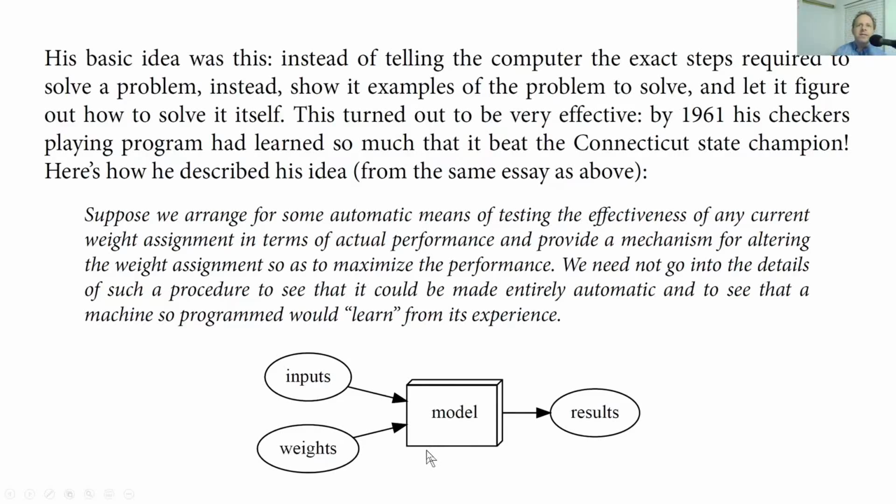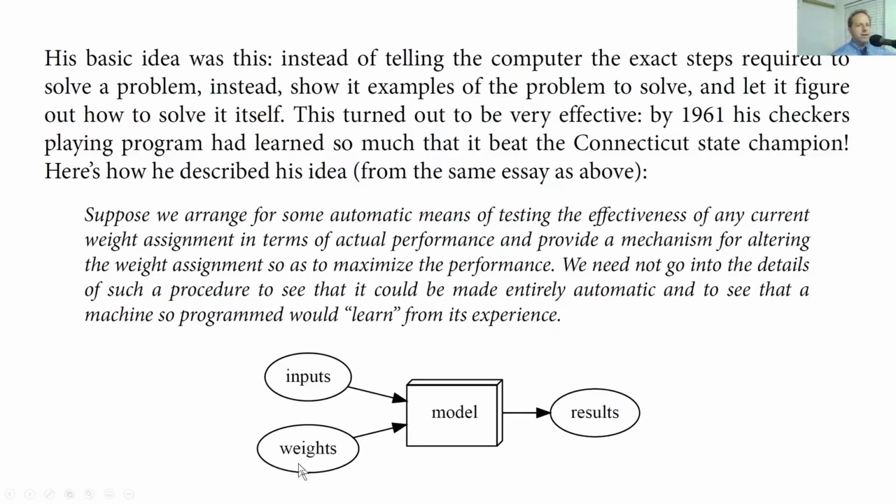So the idea is, if we could enumerate all the possible ways of playing checkers, and then describe each of those ways using some set of parameters, or what Arthur Samuel called weights, then we would need a way of checking how effective a current weight assignment is in terms of actual performance. In other words, does that particular strategy for playing checkers end up winning or losing games? And then a way to alter the weight assignment so as to maximize the performance.